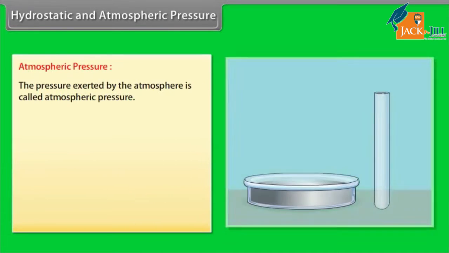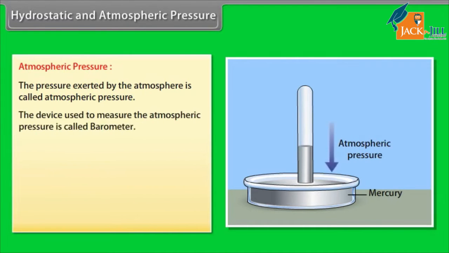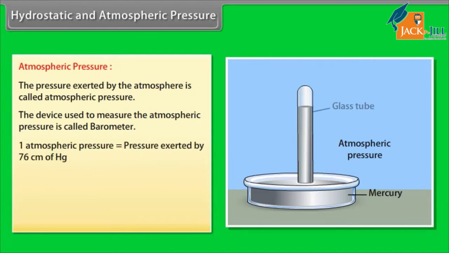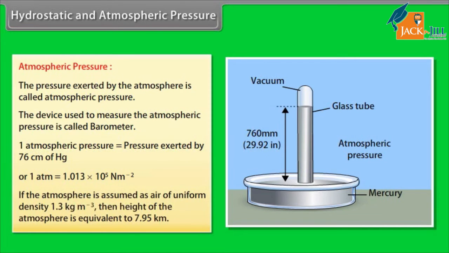Atmospheric pressure. The pressure exerted by the atmosphere is called atmospheric pressure. The device used to measure the atmospheric pressure is called a barometer. 1 atmospheric pressure is equal to the pressure exerted by 76 centimeters of mercury, or 1 atm = 1.013 × 10^5 newton per square meter. If the atmosphere is assumed as air of uniform density 1.3 kilogram per cubic meter, then the height of the atmosphere is equivalent to 7.95 kilometers.